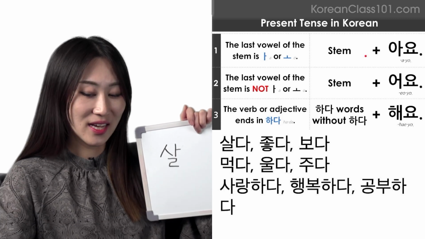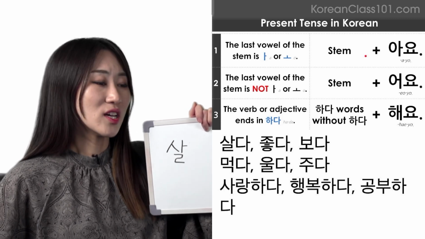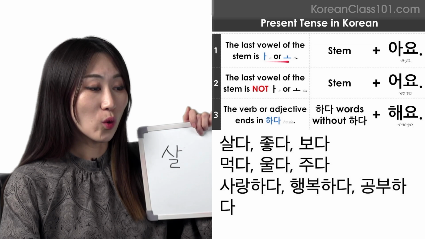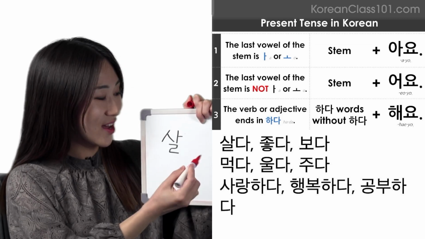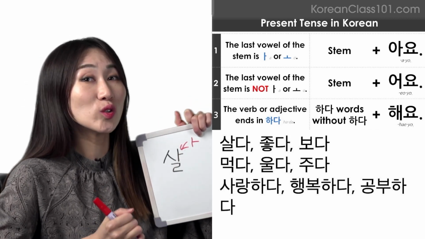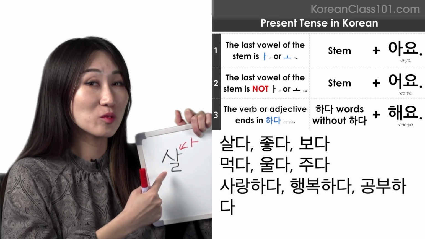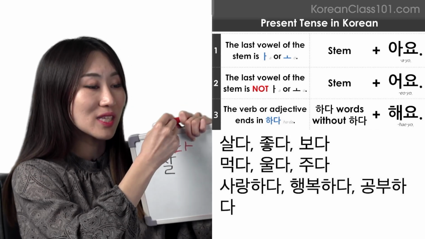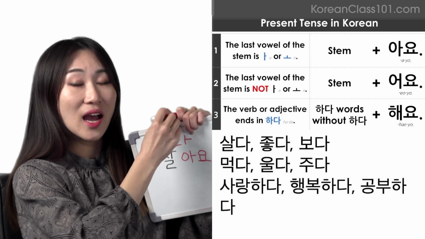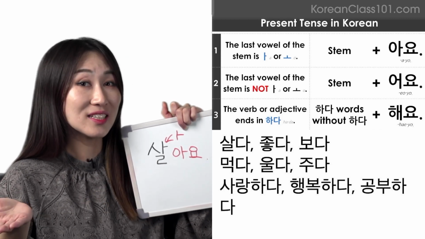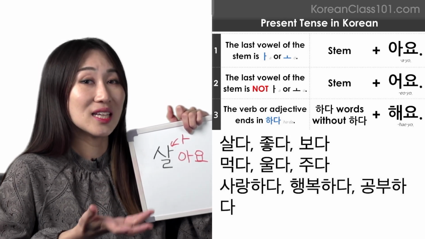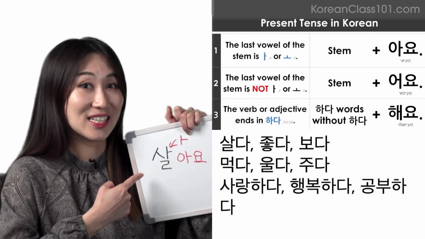So 살. Let's look at 살 now. Does it include 아 or 오? Let's see. 살. Do you see this part? You have the 아 sound, right? It does include the 아 sound. The last vowel of the stem includes the 아 sound. So you need to use 아요. So it means I live, you live, or she lives, he lives, we live, they live. There is no subject, so I don't know, but it just means someone lives. 살아요. This is the present tense.